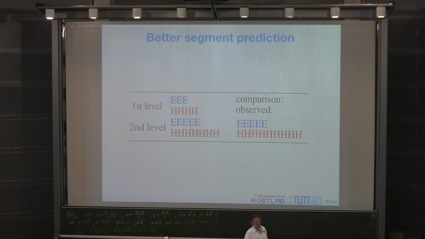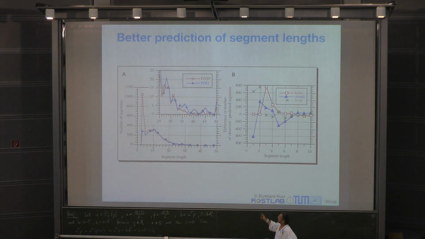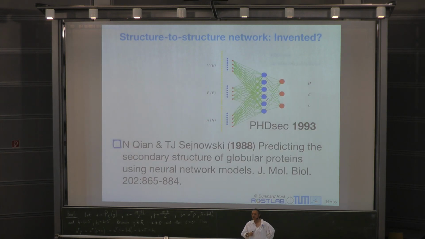These are the averages here, first and second level. This is the second level predicted, observed, predicted, observed, very similar. And here, in more detail, you can follow this distribution. Now, a remarkable story here is, this was an idea that came to me, and I thought I had invented it. Interestingly enough, somebody else had published it before me. I published this in '93. Somebody else had published the same method in '88, and that was in fact the first method, Qian and Sejnowski, that applied neural networks to predicting secondary structure.